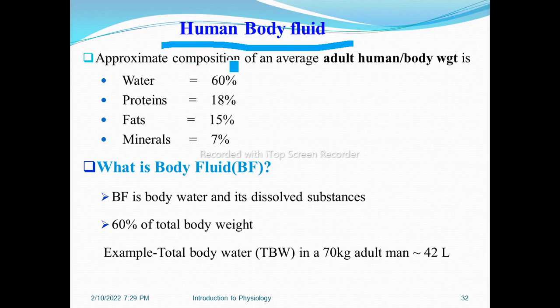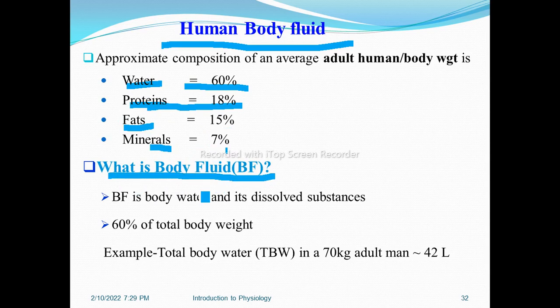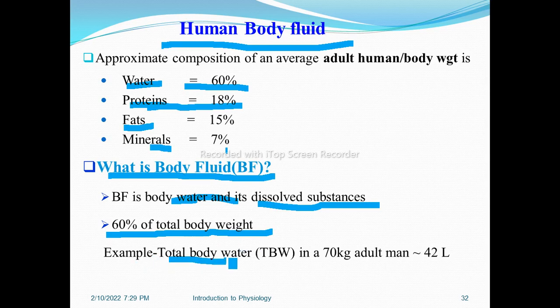Our adult human body weight is composed of water, protein, fat, and mineral. Water is about 60%, protein is 18%, fat is 15%, and mineral is 7%. And what is body fluid? Body fluid is body water and its dissolved substances. So 60% of total body weight is water, so body fluid weighs about 60%.